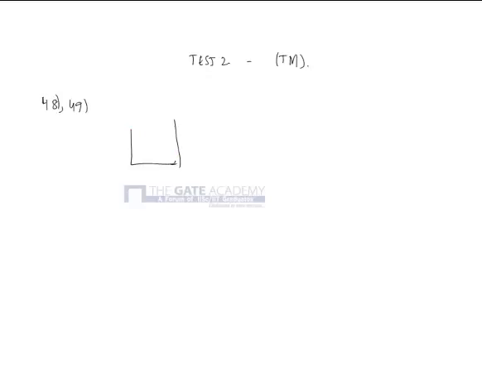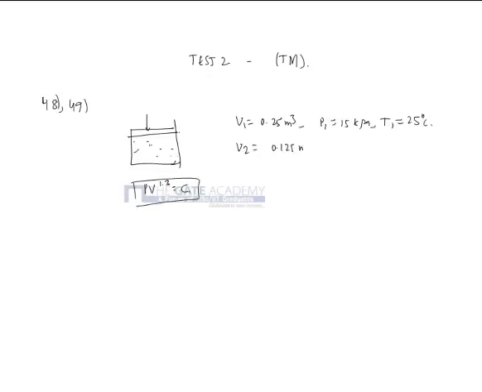A certain quantity of air is there inside a closed system where the initial conditions are given. The initial volume is 0.25 meter cube, the pressure is 15 kPa, and the temperature is 25 degrees centigrade. Now they are compressing it by this law. So this is the compression law, and the final volume is this much.